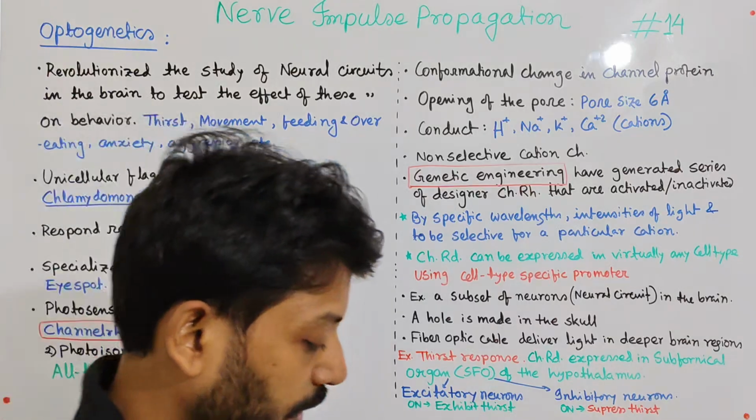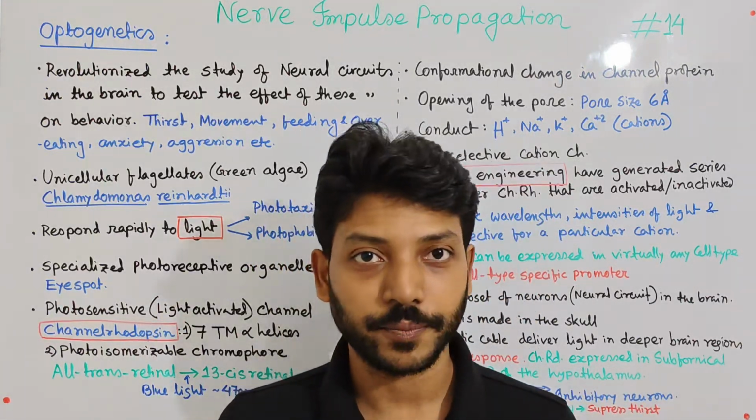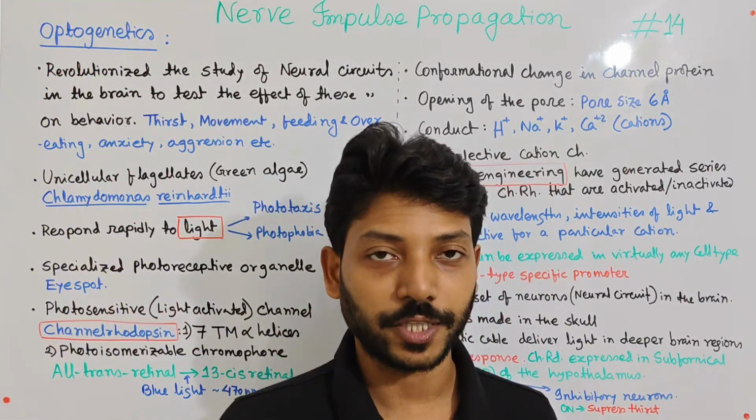So in this way, with the help of optogenetics, we can study the neural circuit, because we can now generate action potentials in that neural circuit.